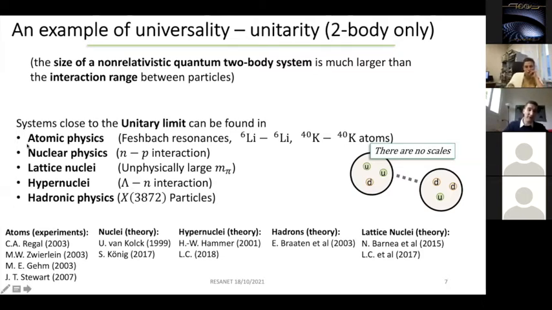But you have also nuclear physics in which, for example, the neutron-proton interaction has a scattering length of roughly 5.5 Fermi. The effective range is 1.7, so it's not much smaller. But for example, neutron-neutron is even better because you have a scattering length of -20, -18, -23, depending on the channel, and an effective range of 2.7. So you have one order of magnitude between the scattering length and the effective range. So nuclear physics and atomic physics are not really at unitarity, but they are very close to it. And there are instances in lattice, nuclei, hypernuclei, and hadronic physics. Today I'm going to talk about nuclear physics and hypernuclei.